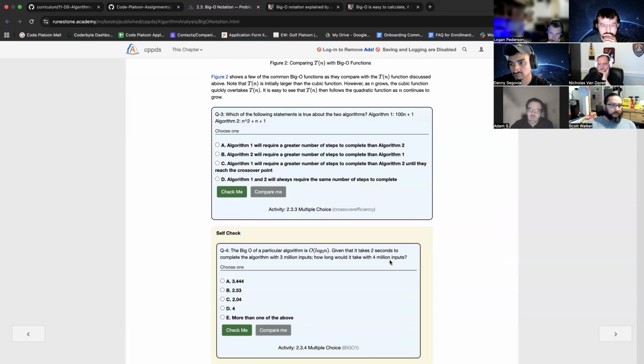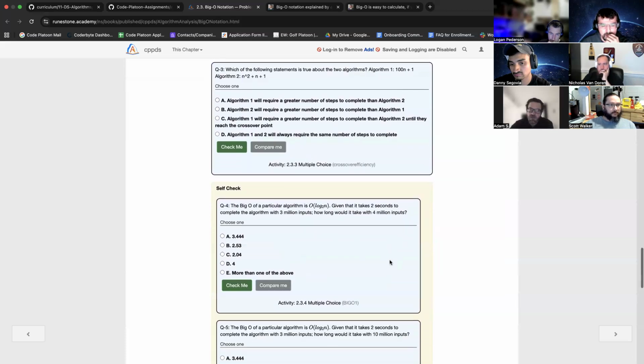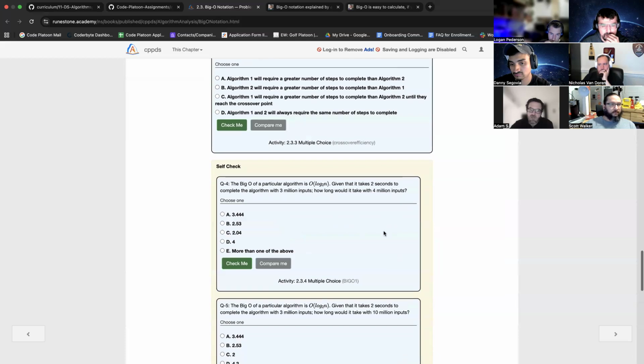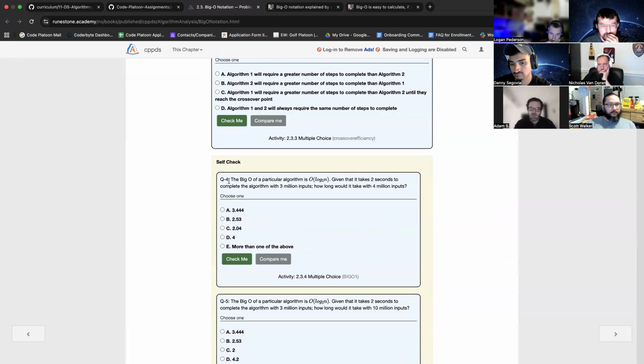Let me give you another good one. Here's another good one, right here. Big O of a particular algorithm. Let's look at this one because this one's a little tricky. Does anyone know how to read this?